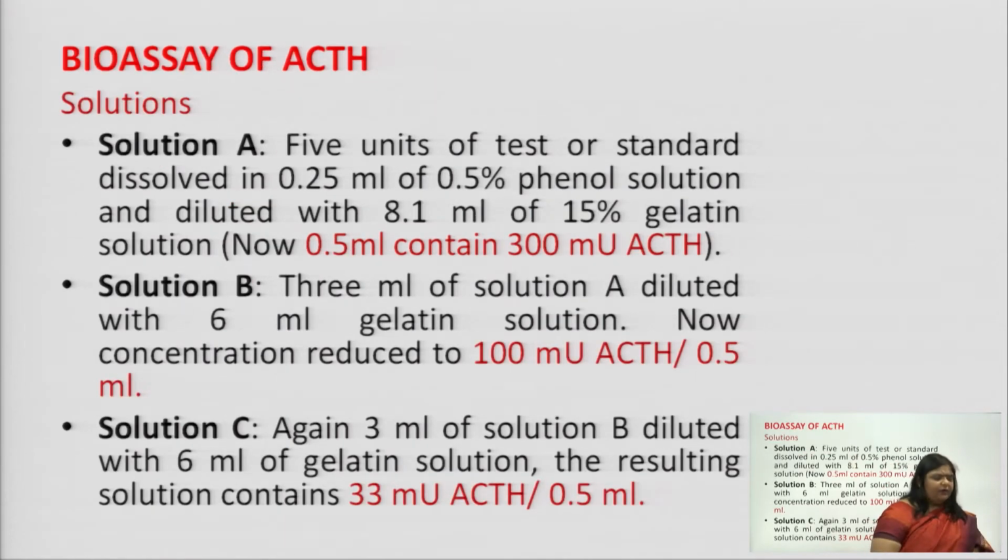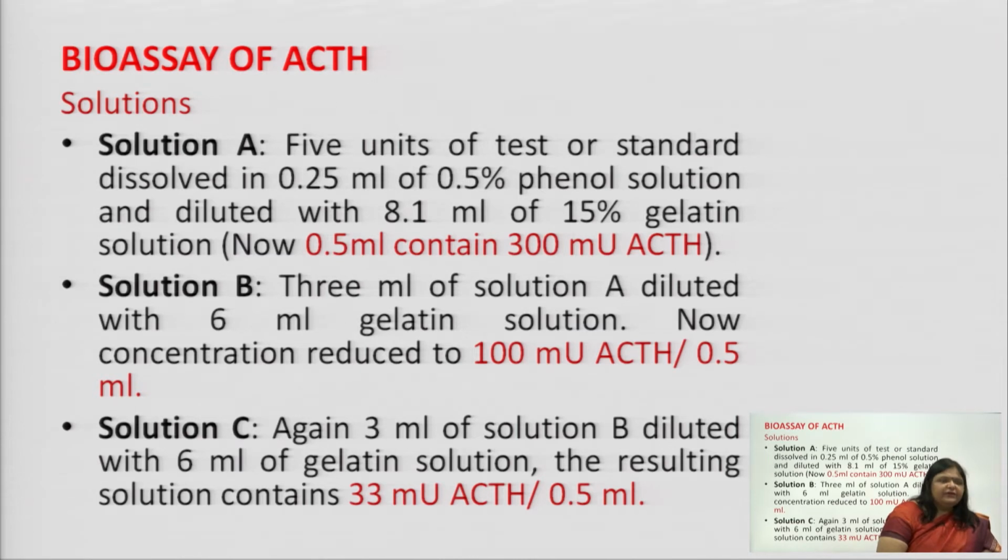Now, to carry out bioassay of ACTH, we need to prepare certain solutions. This solution consists of 5 units of the test sample or the standard sample. It is dissolved in 0.25 ml of 0.5% phenol solution, and it is diluted with 8.1 ml of 15% gelatin solution. This solution A now contains 300 milliunits of ACTH per 0.5 ml.